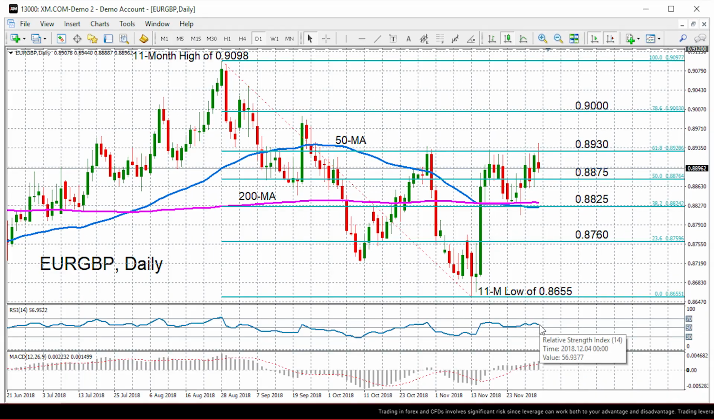RSI is in positive territory. The MACD is rising and above its signal line, though there is some easing of that upside momentum today. RSI is sloping downwards at the moment.